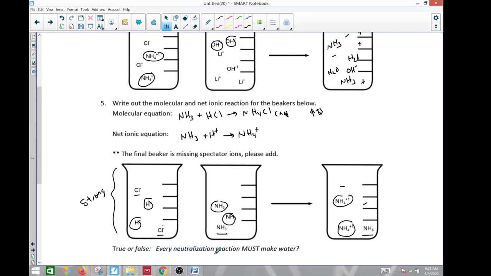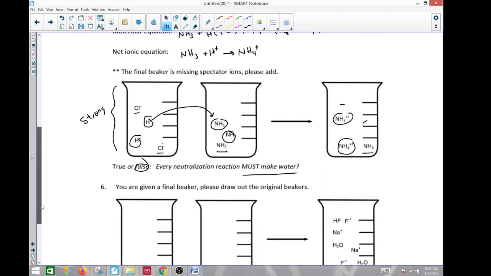True or false? Every neutralization reaction must make water. Wow, you would have thought until this moment that was true. But look at our problem here. There's no water being produced. And if you understand that's just an H plus jumping onto something, then maybe you'd realize that this is a unique example maybe I never thought of or didn't know about, but no water is being produced. Okay, so is that it? Oh, there's one more left here.